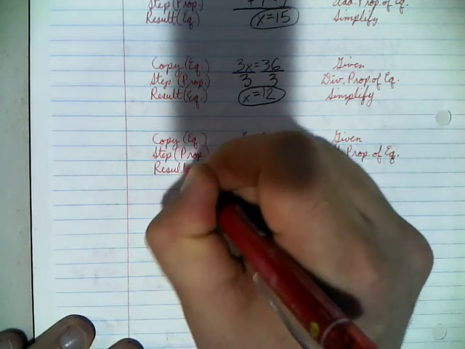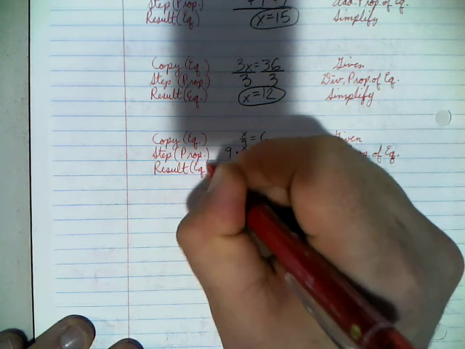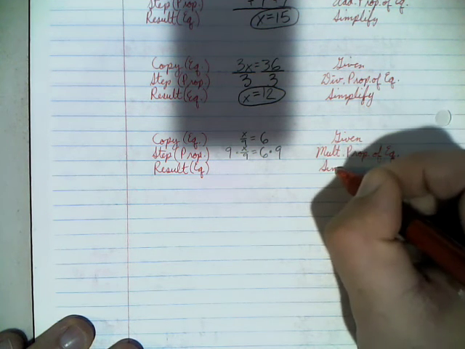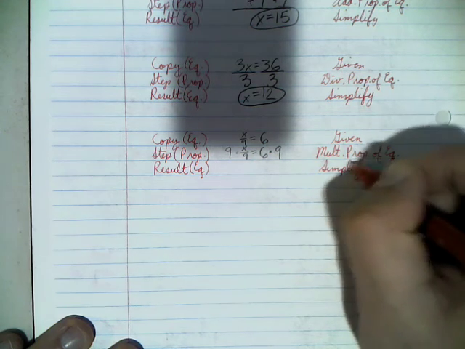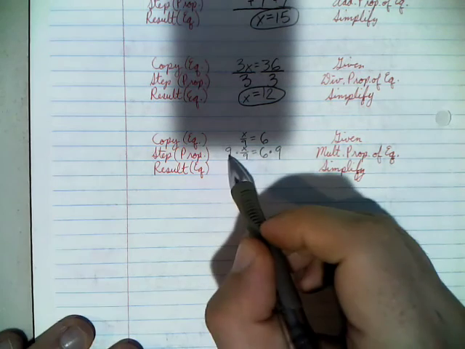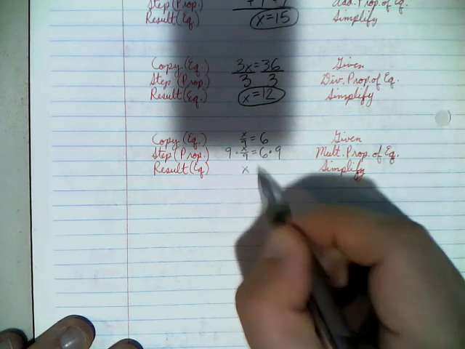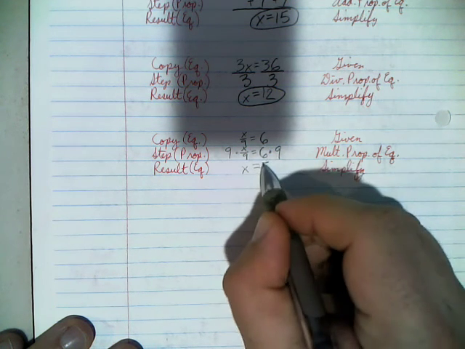And so now we want to find the resulting equation by simplifying. So a times 9 and a divide by 9 will cancel, leaves me with just the x, and 6 times 9 is still 54.